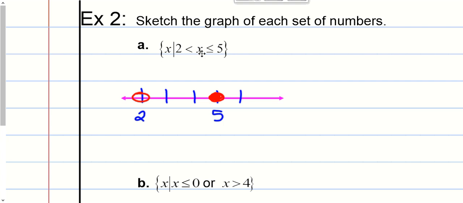Okay, so on 2, it's just less than, it's not equal to, so that just means that we have an open circle there on 2. On 5, X is less than or equal to 5, so we have a closed circle on 5. Now, the X here is in between the 2 and the 5. So that means that our shading is in between the 2 and the 5 on the graph.